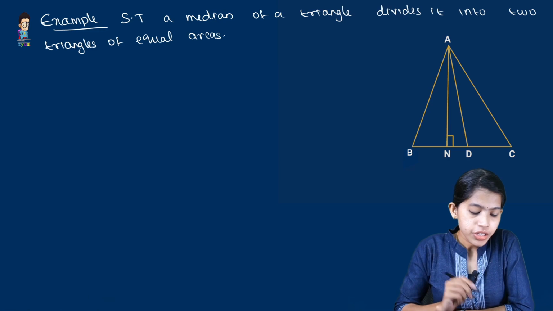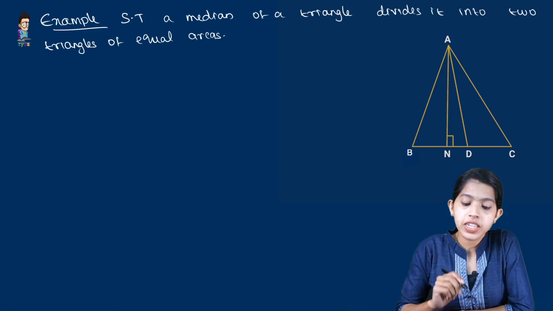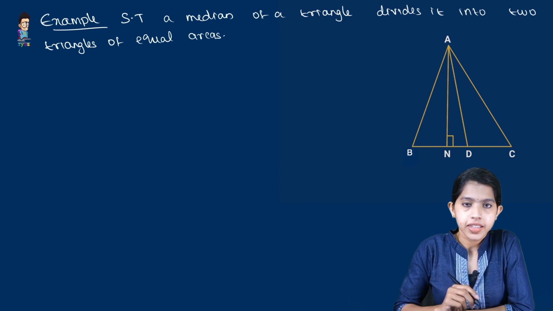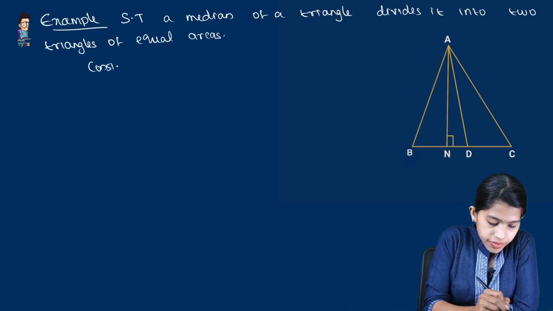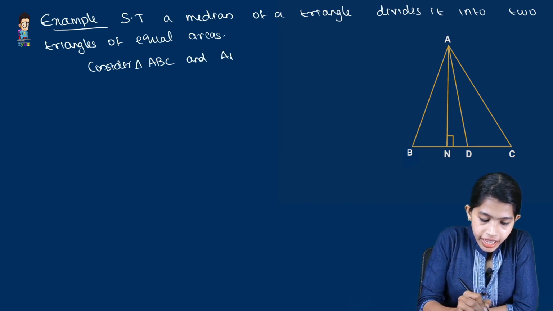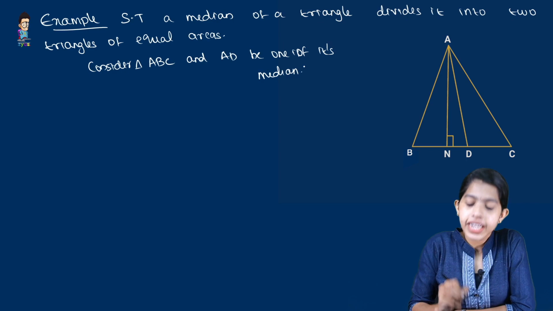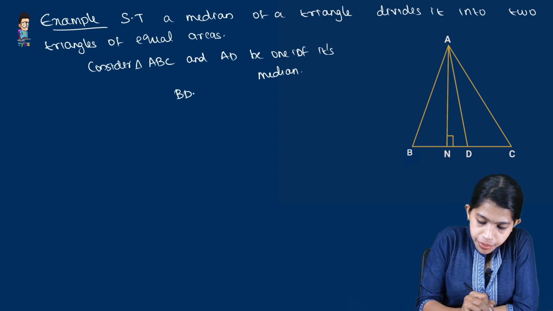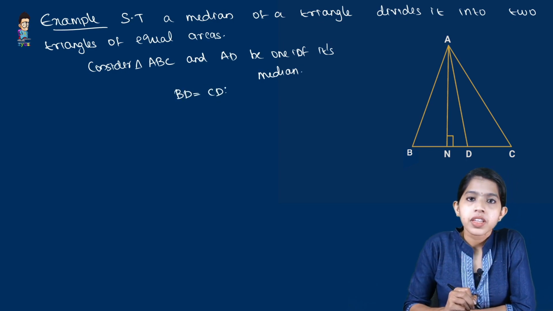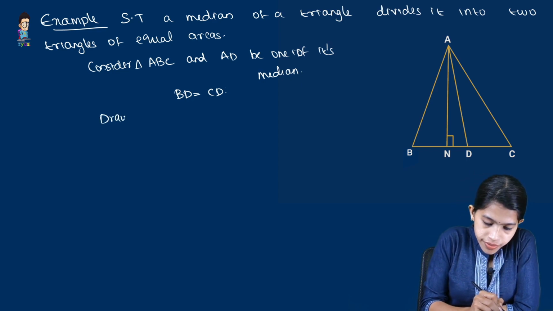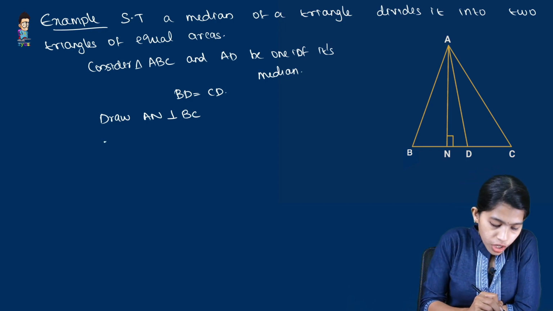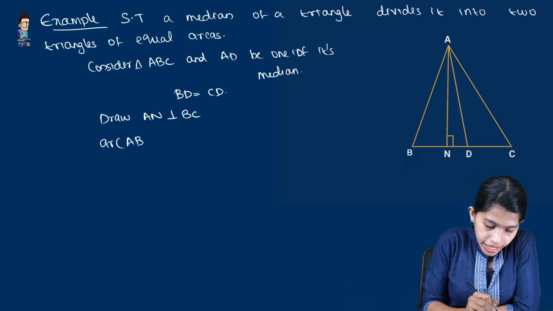Consider another example. Show that a median of a triangle divides it into two triangles of equal areas. Consider the triangle ABC and AD, one of its medians. Since AD is the median, we can say that BD is equal to CD. Now, draw AN perpendicular to BC. Now, what is area of triangle ABD?